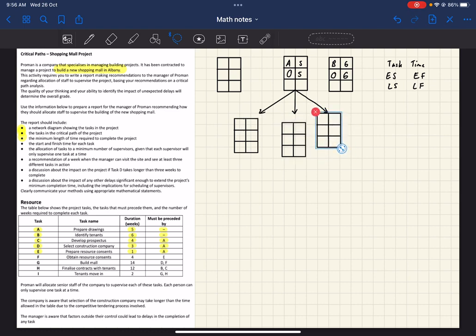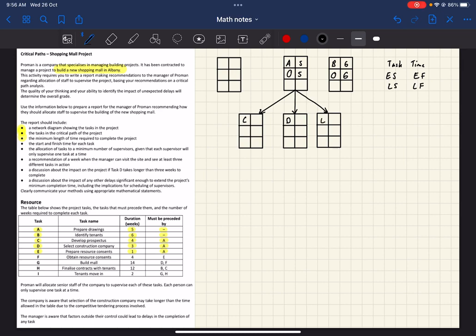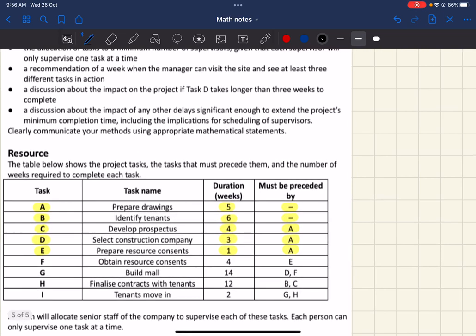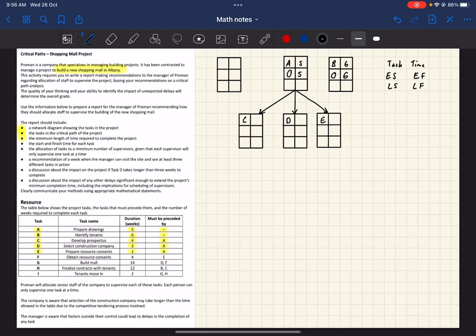So that goes there. This goes here, and this goes here. Okay, so we've got C, D, and E. Now C takes 4 weeks, D takes 3 weeks, and E takes 1 week. So we've got 4, 3, and 1.